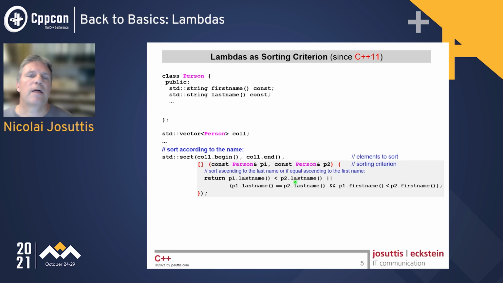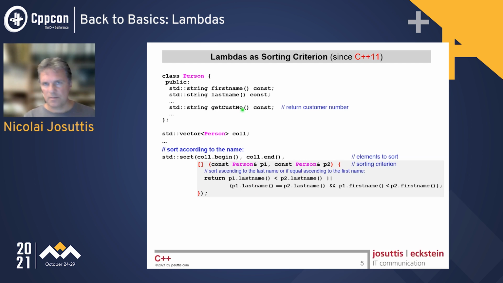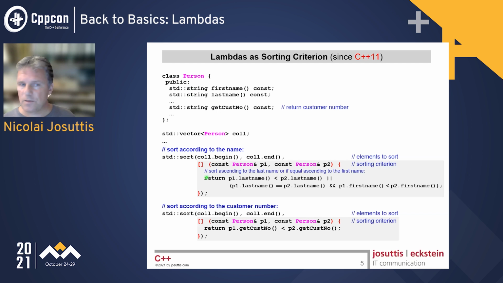With that, it's good, easy, and good to maintain. You can read and understand immediately what this sorting function does. And if we need something else, like let's sort according to a customer number, which we can also get from a person, okay, let's do that. Let's call sort with a sorting criterion, taking two persons and comparing the customer number and returning, depending on the customer number, whether the first person should be in front of the second person.